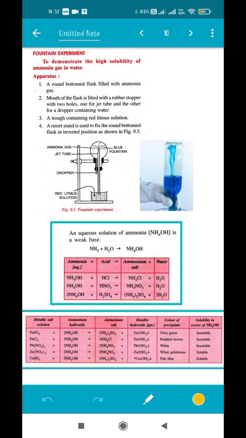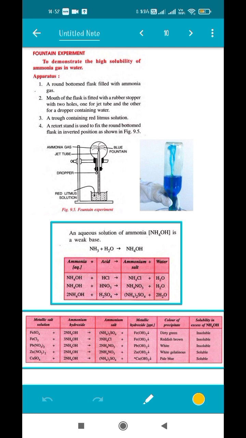So instead of using blue litmus solution in the beaker, in this case we will use a red litmus solution, and because of the pressing of the dropper, due to the pressure difference again, the litmus solution will move into the flask, and in the flask we have ammonia, and that ammonia will readily dissolve in that solution, and it will form a blue coloration. So it is like a gush of water, it is like a fountain once again.